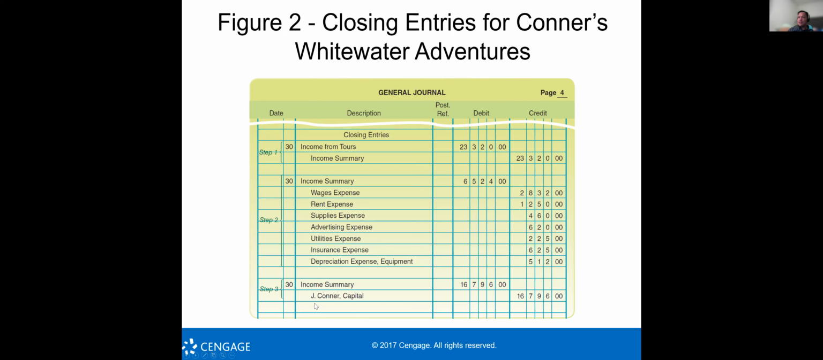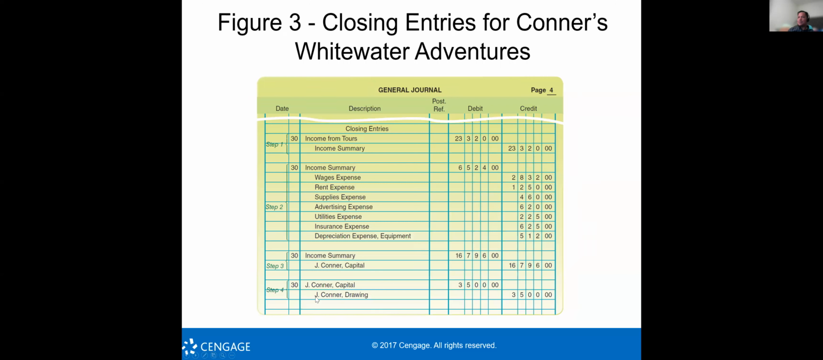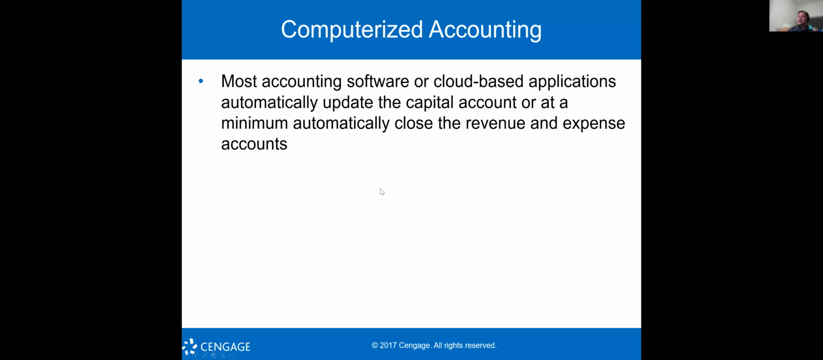And step number 3 is closing the balance on your income summary. It has a credit balance. Now we're debiting income summary and crediting capital. That's step number 3. And then step number 4 would be closing the drawing account by debiting the capital and crediting the drawing to zero out the drawing account. So that is the complete closing process.